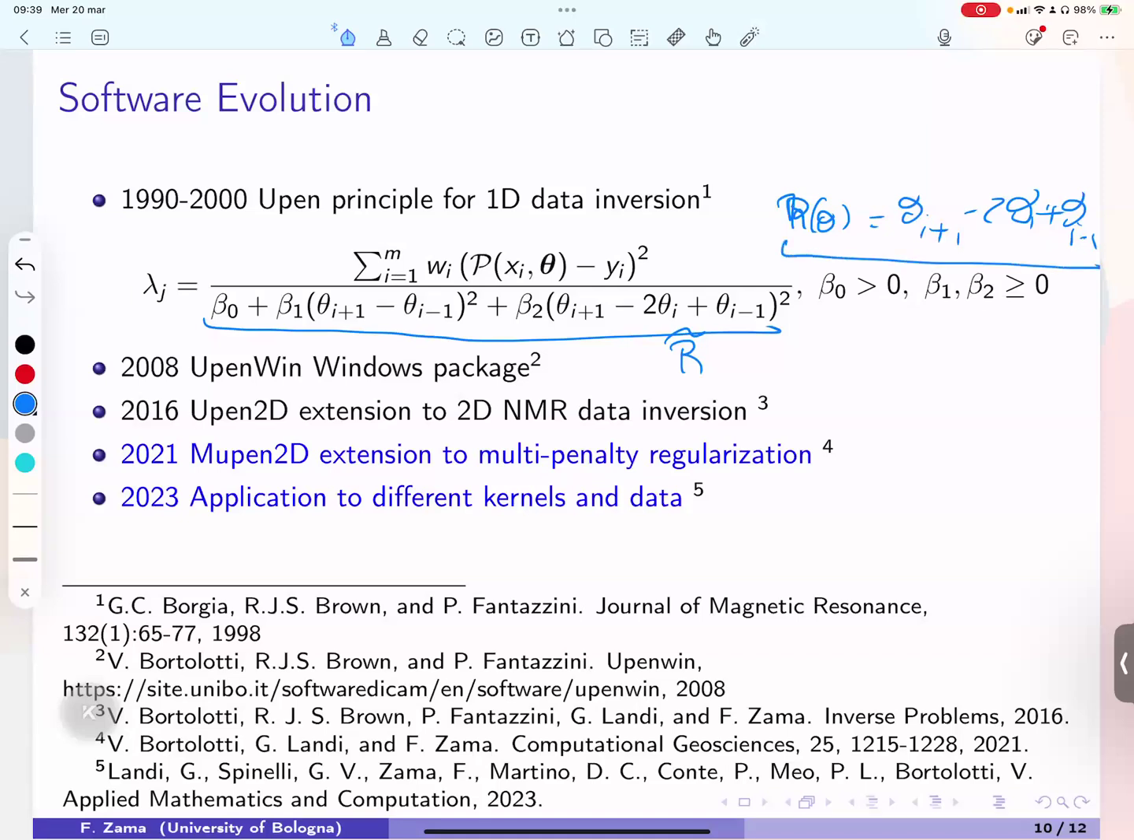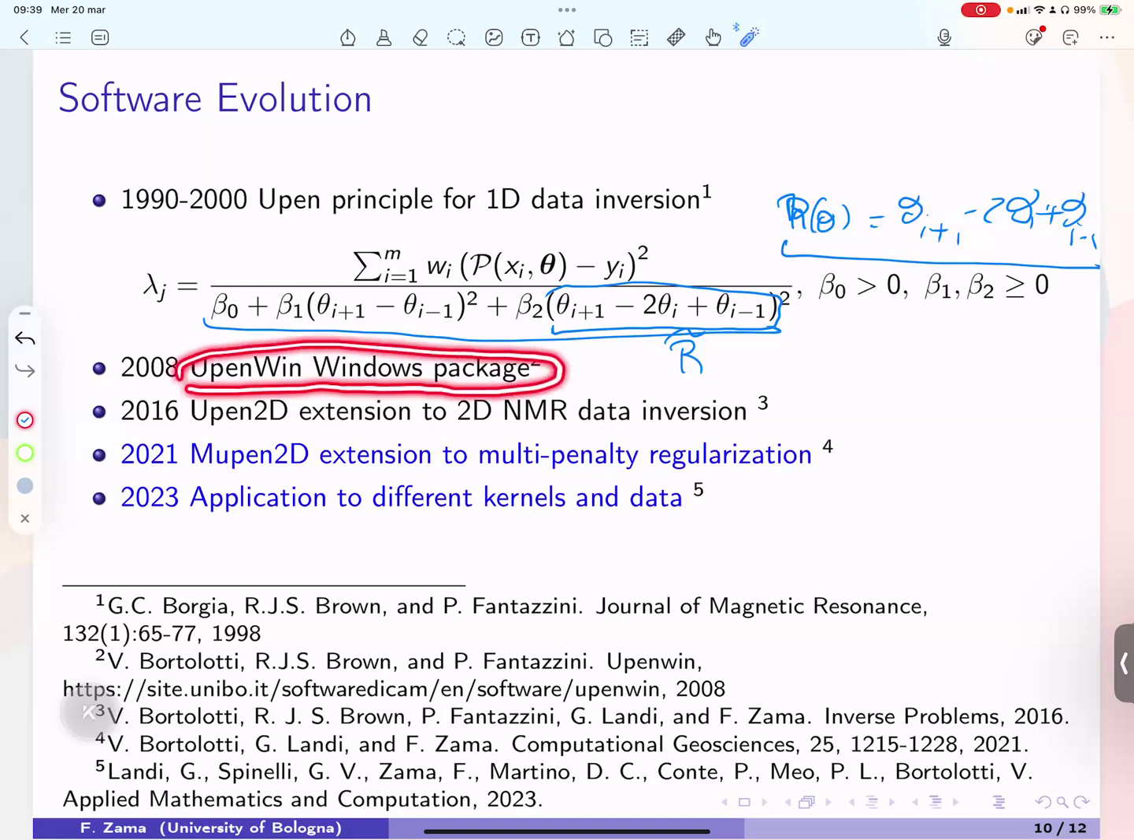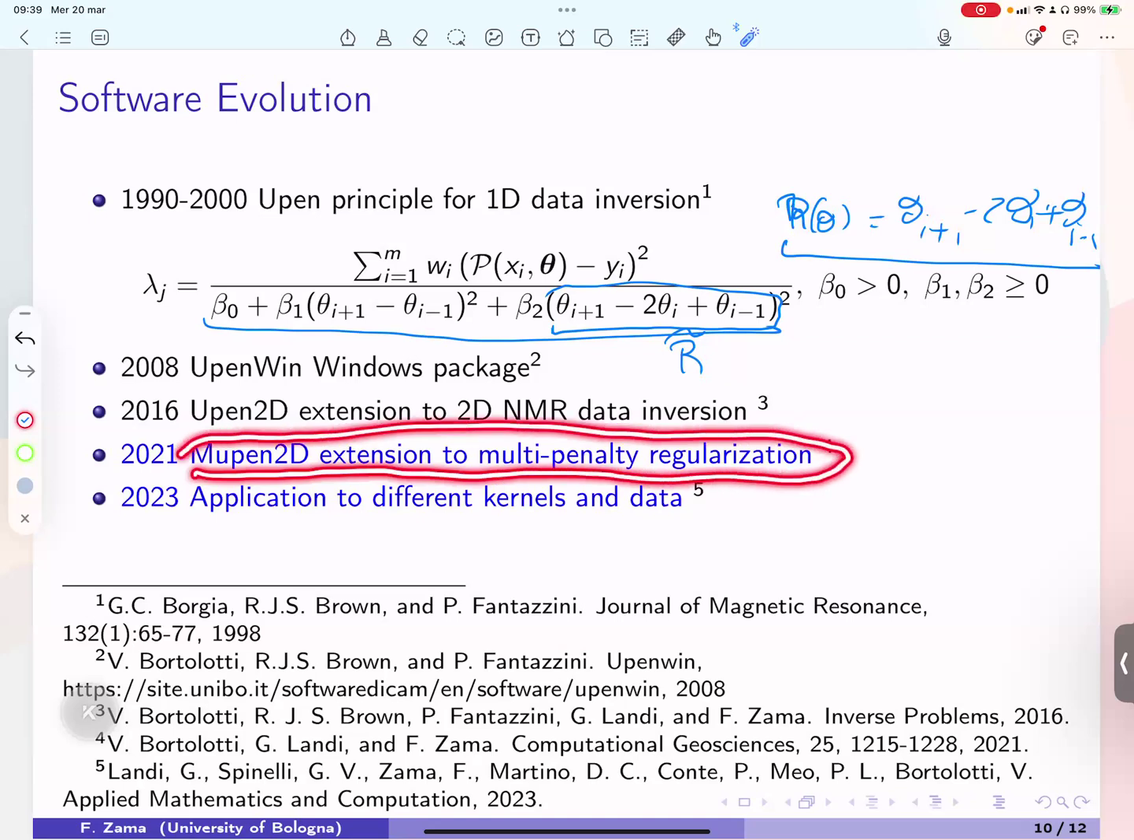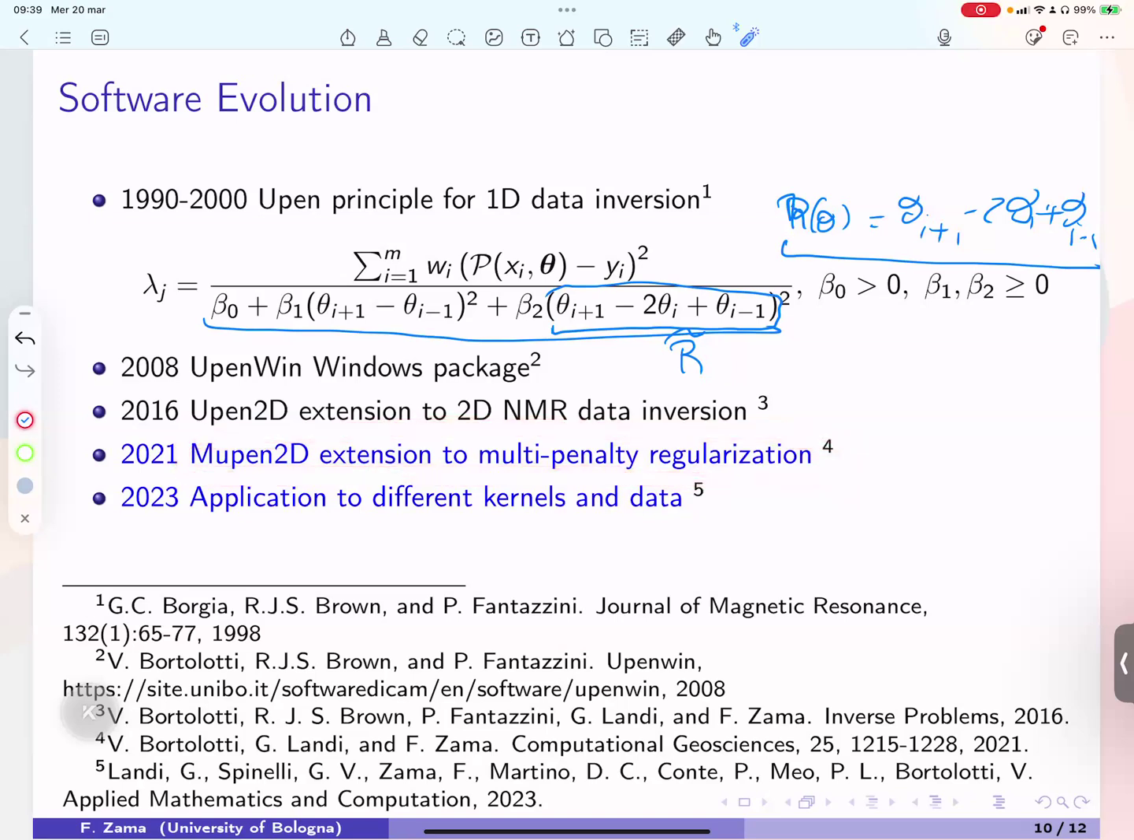So this is the regularization parameter and regularization function that contains this part, but here we have a modification, and this case gave rise to a software package, UPenWin, which was distributed in 2008 for the solution of one-dimensional NMR inversion data. Then it was extended to two dimensions, which gives a different software, the 2D uniform penalty software, which is at the origin of the most recent extension. In this case, we also introduce a regularization in the L1 norm. So here we have a multi-point-wise regularization, and Dr. Spinelli will show you the details about this software.